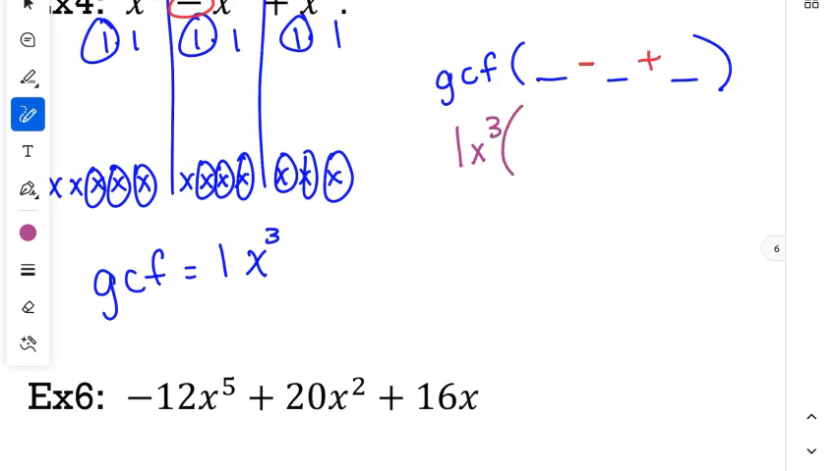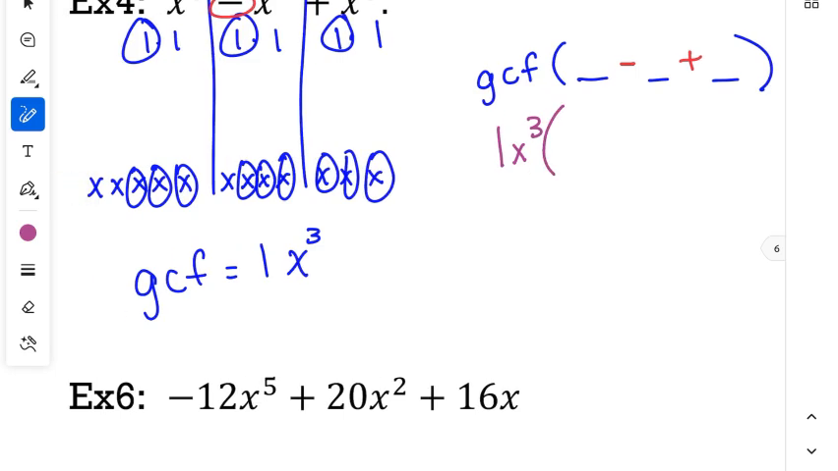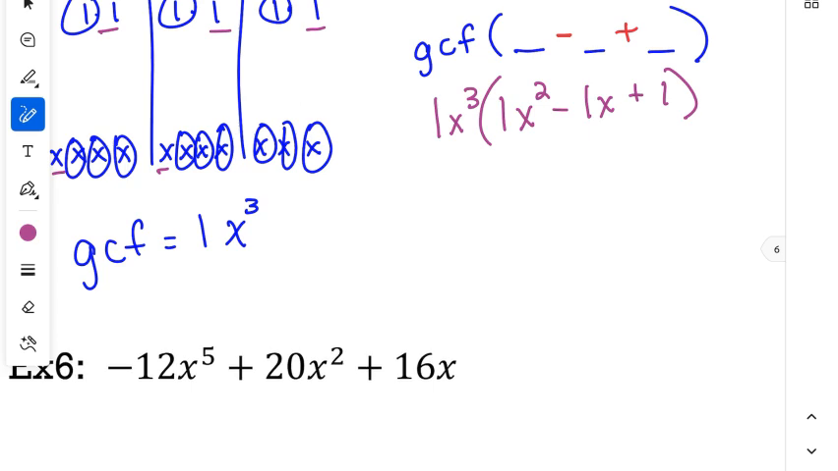All right. So we can put 1x cubed, and then what's left? Yeah, 1, 1, 1. But then how many x's are left in that first blank? 1x squared minus, yeah, 1x plus just 1, yeah.